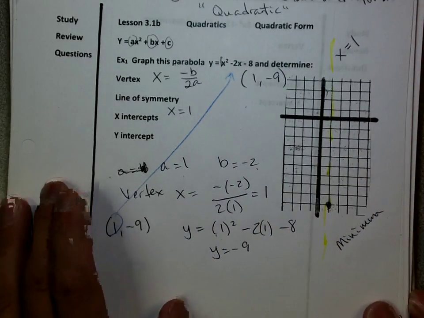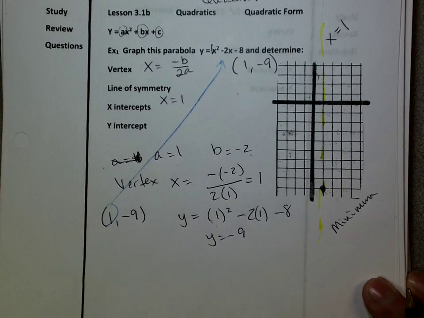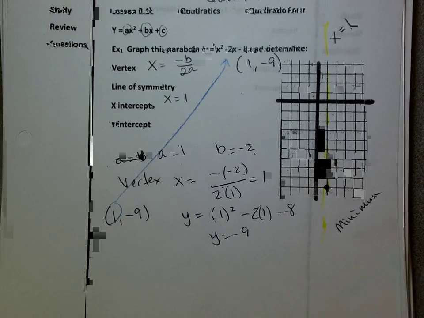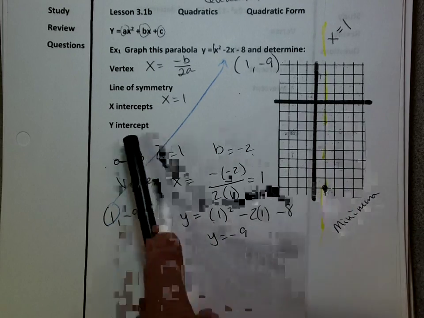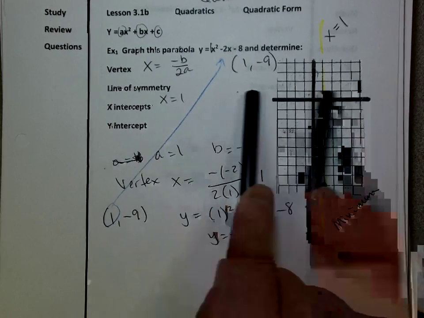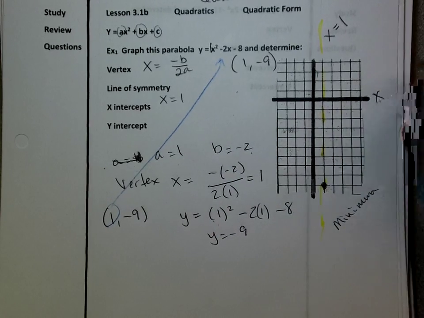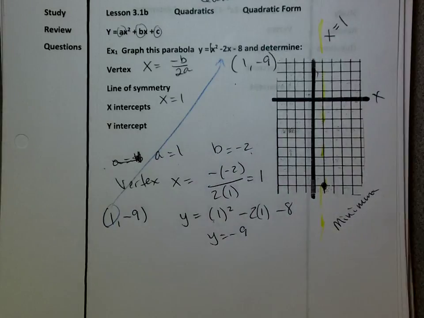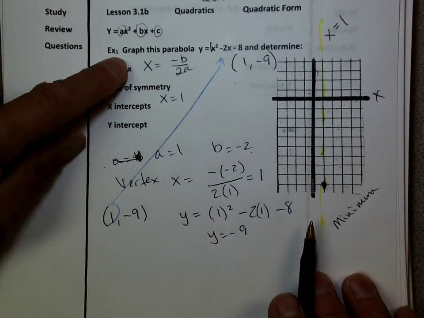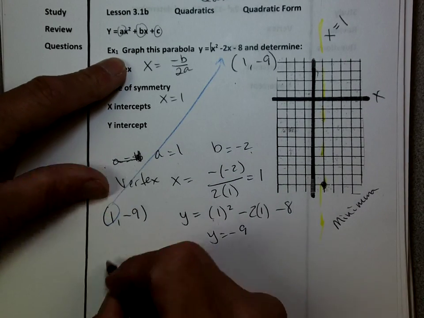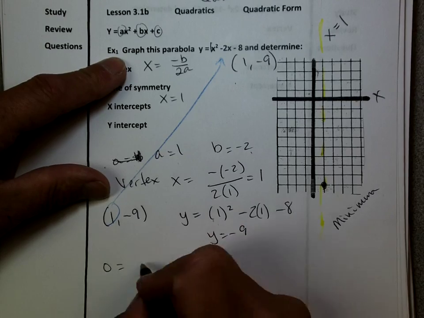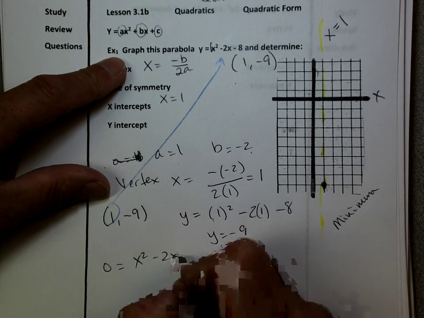Okay. So now, y-intercepts. Well, actually no, let's do x-intercepts first. The x-intercepts are where the graph actually crosses the x-axis. Well, the height of the graph then is 0. The y values are 0. So what we're going to do is take our equation, take our parabola, and set it equal to 0. So we'll go 0 equals x squared minus 2x minus 8.